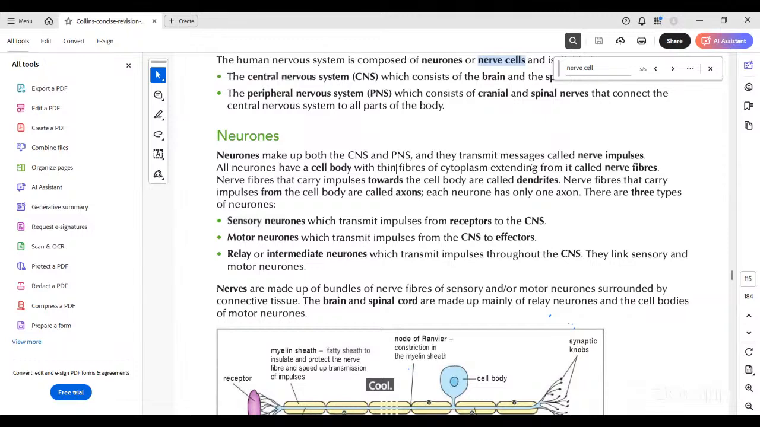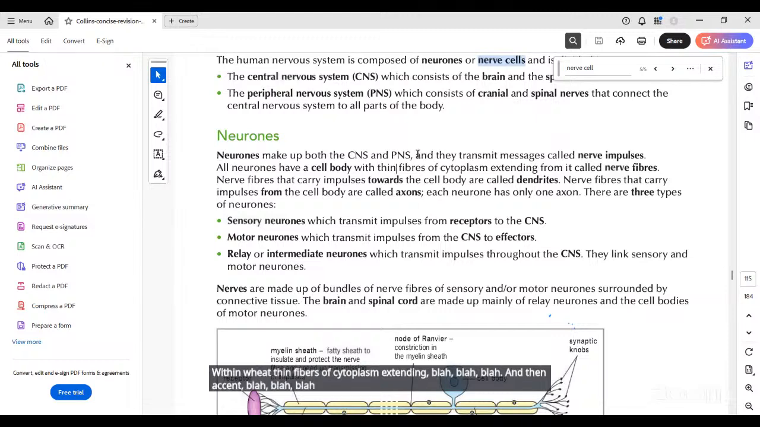Yes, sir. And they transmit messages called nerve impulses. All neurons have a cell body with thin fibers of cytoplasm extending from it. Right? And then the axon.